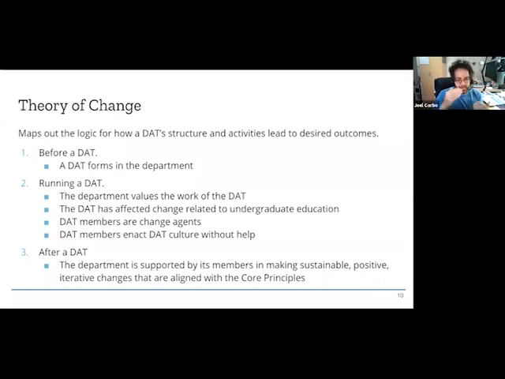And then after we've formally stopped facilitation, we hope that the work and influence of the DAT continues, and that ultimately leads to our big long-term outcome, which is the bullet at the bottom. The department is supported by its members in making sustainable, positive, iterative changes that are aligned with the core principles from the previous slide. But that's ultimately what we as a project team are trying to achieve.